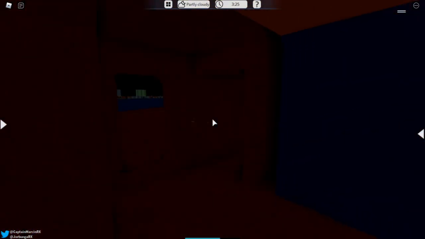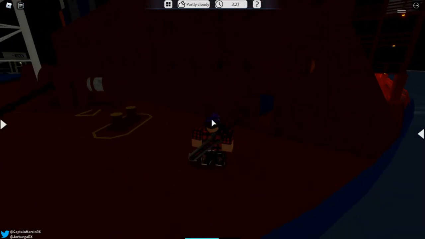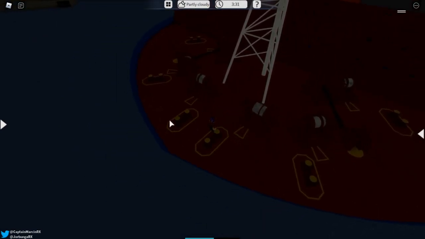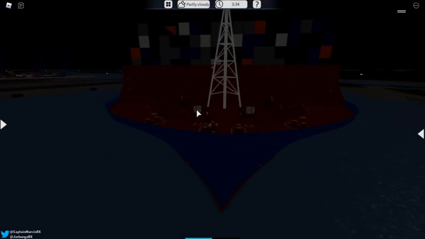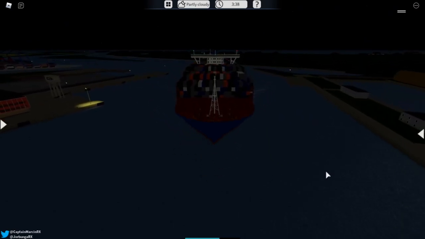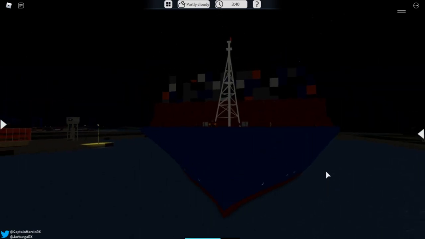Now we have the same lines right here. We can go through this door as well. And here we have the mooring lines too. We have a lot of deck textures as well. And there we have the horn.